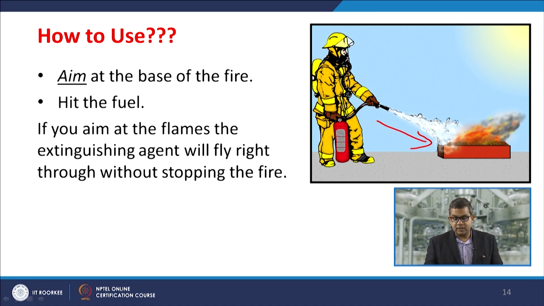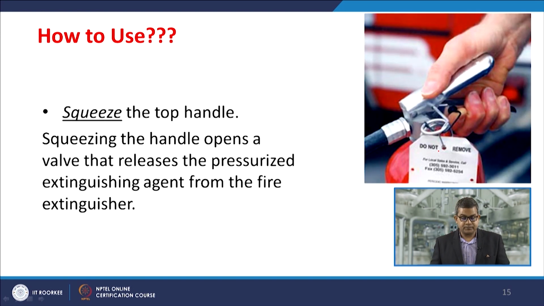It is shown in this cartoon that you aim at the base of the fire, and you need to hit the fuel. If you aim at the flames, the extinguishing agent will fly right through without stopping the fire, because at this particular point you may experience the density difference. So, if you aim at the flames, then definitely it will fly right away, and it will not give the desired result. So, that is why you need to aim at the appropriate place.